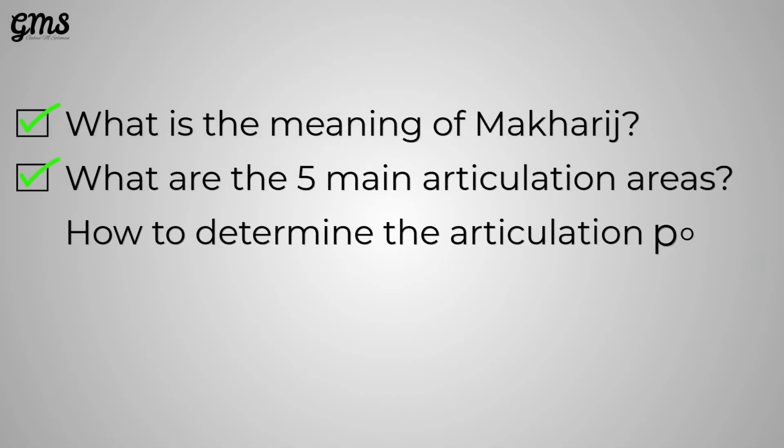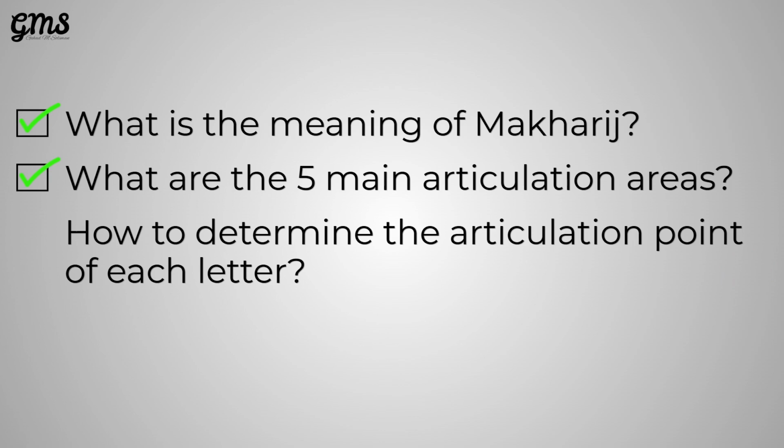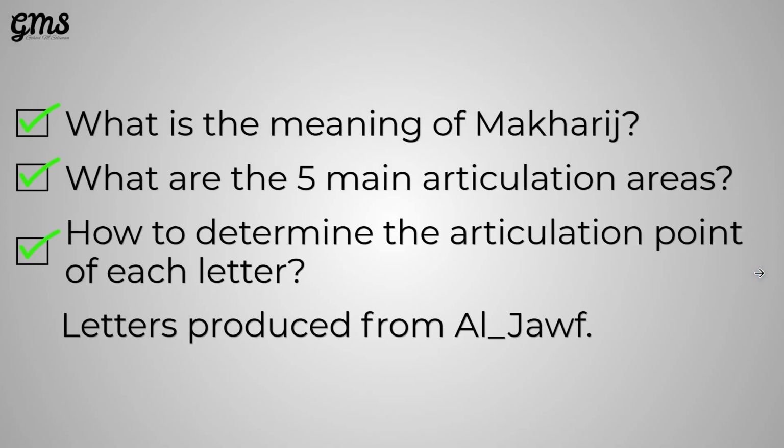Then we learned how to determine the articulation point of each letter, and we said there are 2 ways to do that. First, we can read the letter with a sukun, but we must put a hamza before it, or we can read it with a shadda. And finally, we learned what the letters produced from al-jawf are, and we said there are only 3 letters, or the long vowel sounds, which are the mad letters: alif, waw, ya. That's what we studied in the previous video. If you forgot anything or you want to study them again in more detail, you can go back to the previous video. And now let's continue the rest of Makharij.